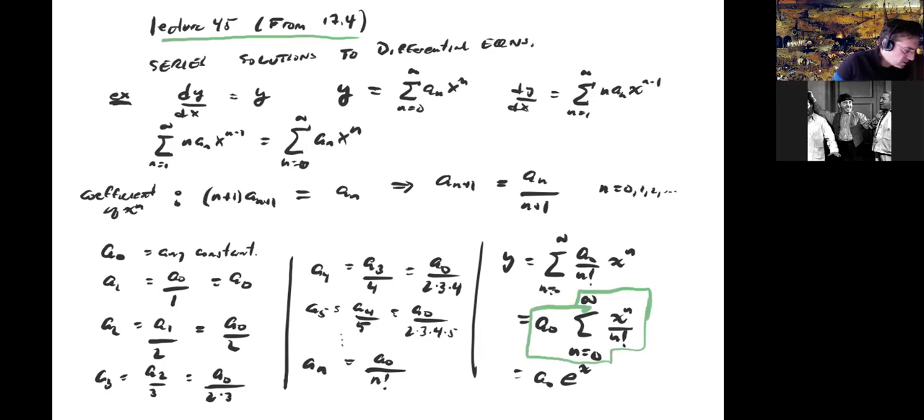Okay, so that was an elementary example. Let's do a different kind of example of this kind of thing. So here's another example. Let's say (1 plus x) times dy over dx minus x cubed equals 0.